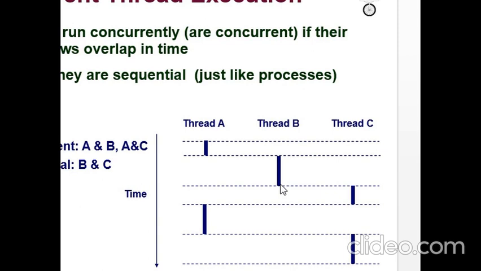In concurrent thread execution, thread A, thread B, and thread C run so that multiple tasks complete at a time.